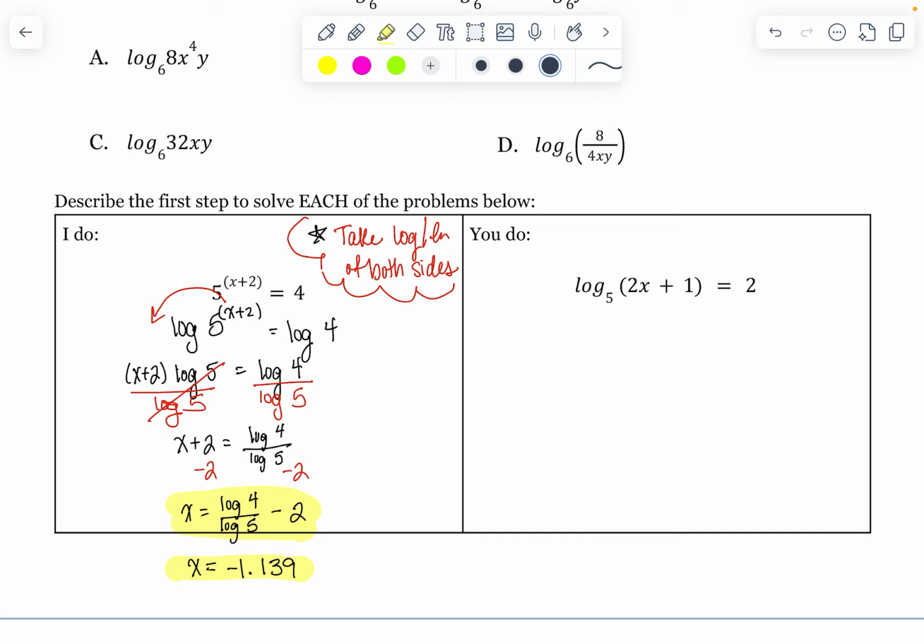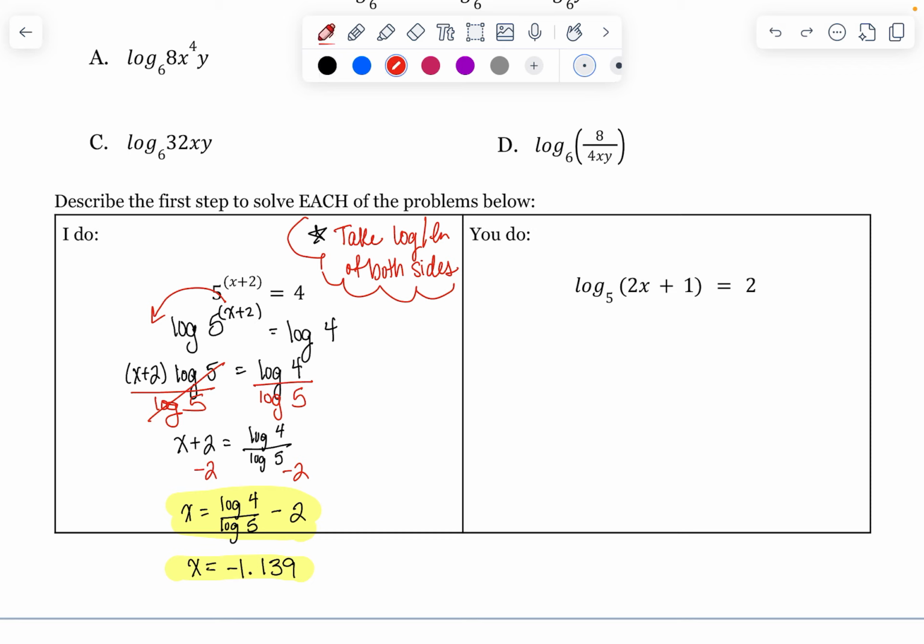Let's just talk about the one on the right here. It says log base 5 of my argument equals 2. And so this is actually different from the one I did because it's not an exponential equation. It is a logarithmic equation because we see the log in our equation. So that means I have to use my exponent rules or exponential thinking to solve this. And there's 2 ways we can approach this.